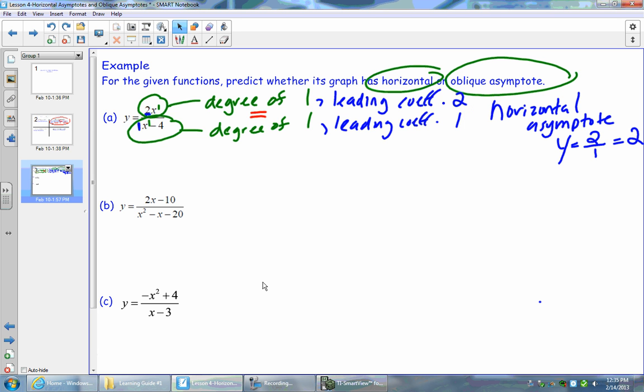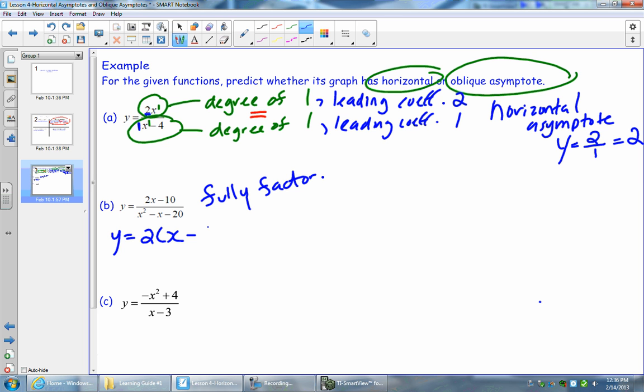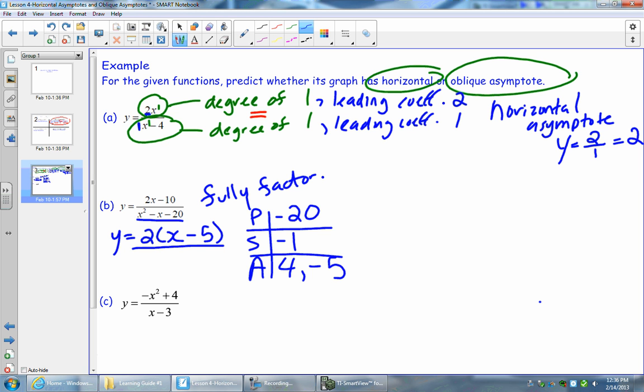Now let's take a look at part B. Once again, the first thing you want to do is fully factor. We might actually be able to factor something out here. Look at the numerator. We have a common term of 2, so we have x minus 5 left. On the bottom, we have a quadratic, so what you want to try here is PSA first. Our sum is going to be -1, our product is -20, and that gives me two numbers, +4 and -5. So there I have two factors, x plus 4 times x minus 5.